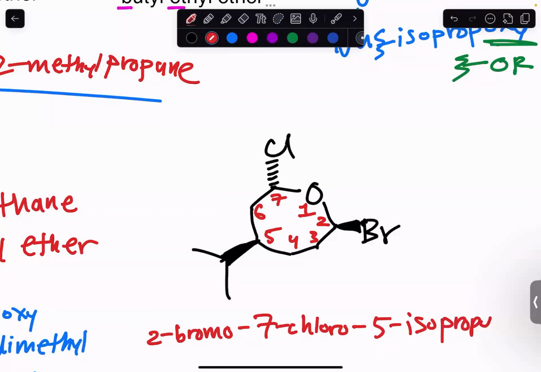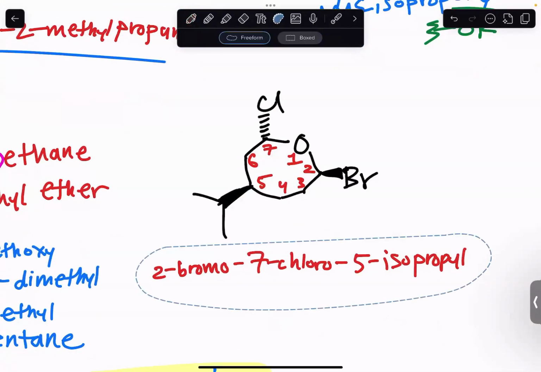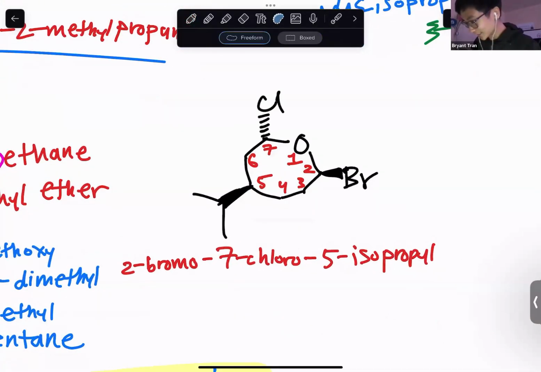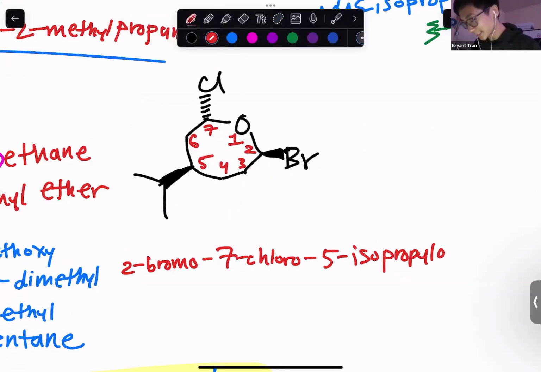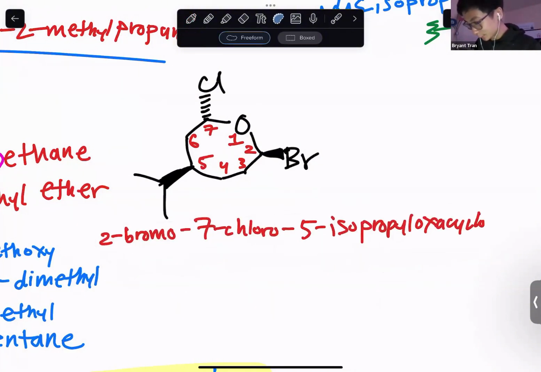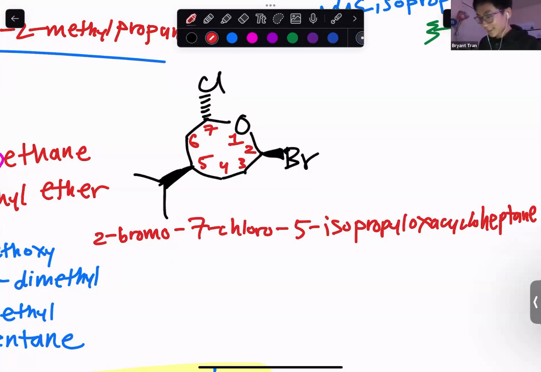Isopropyl. And then we can't just say cyclohexane. It's oxacyclo, not hexane but heptane, because our ring is a 7-member ring. Oh, 7, I missed the 7. Oxacycloheptane. Yes. Okay. Now, the stereochemistry.